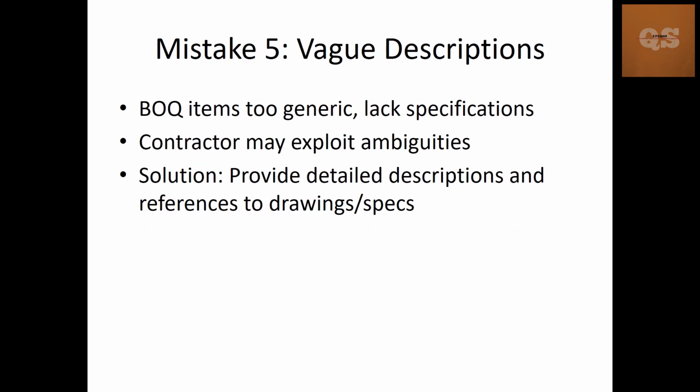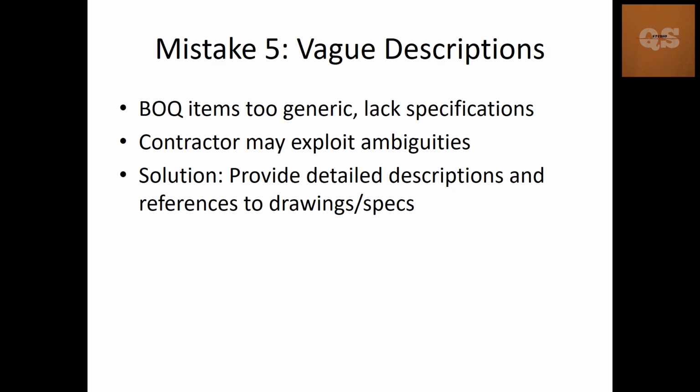Next is vague descriptions. Sometimes generic BOQ descriptions without specifications are provided, and ambiguities allow the contractor to exploit some loopholes during the post-contract stage. The solution is to provide detailed descriptions and also refer to drawings and specs. If you've seen my previous videos, I've always mentioned that when you make a description, at the end, mention that it is all according to the drawing number.